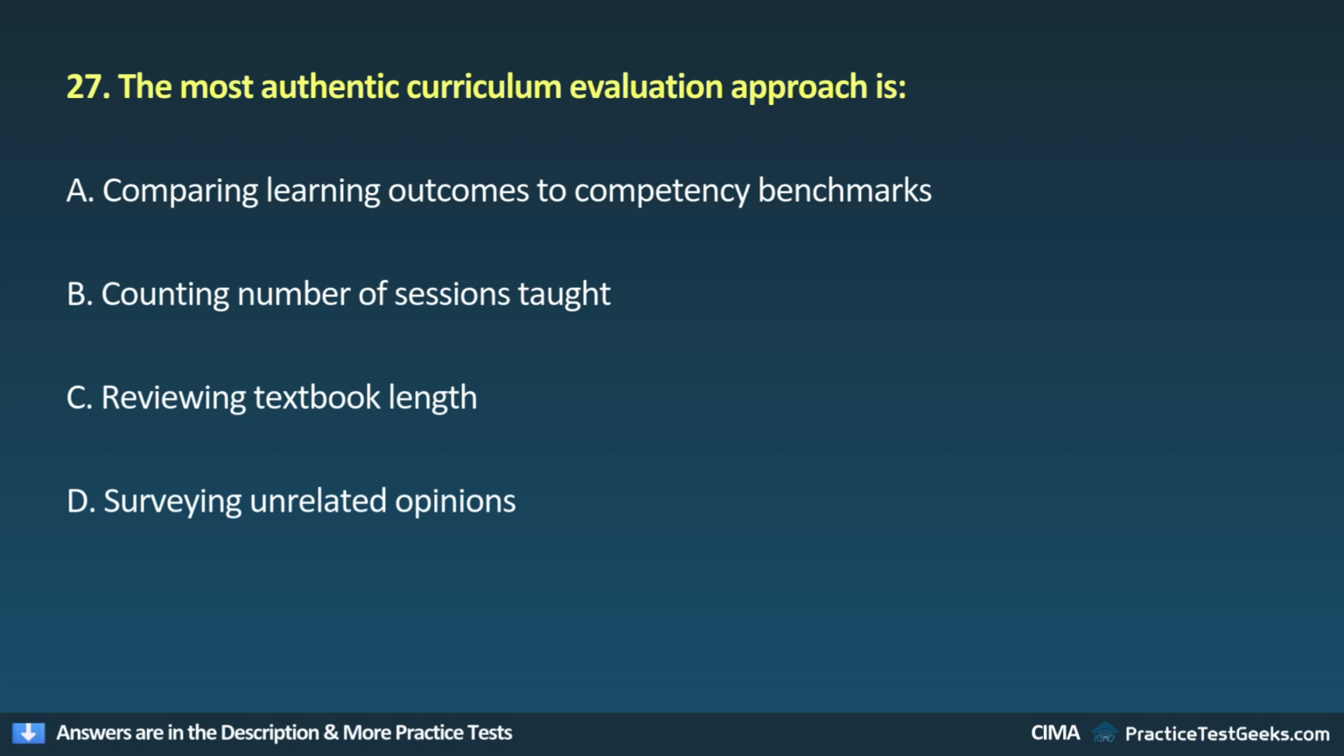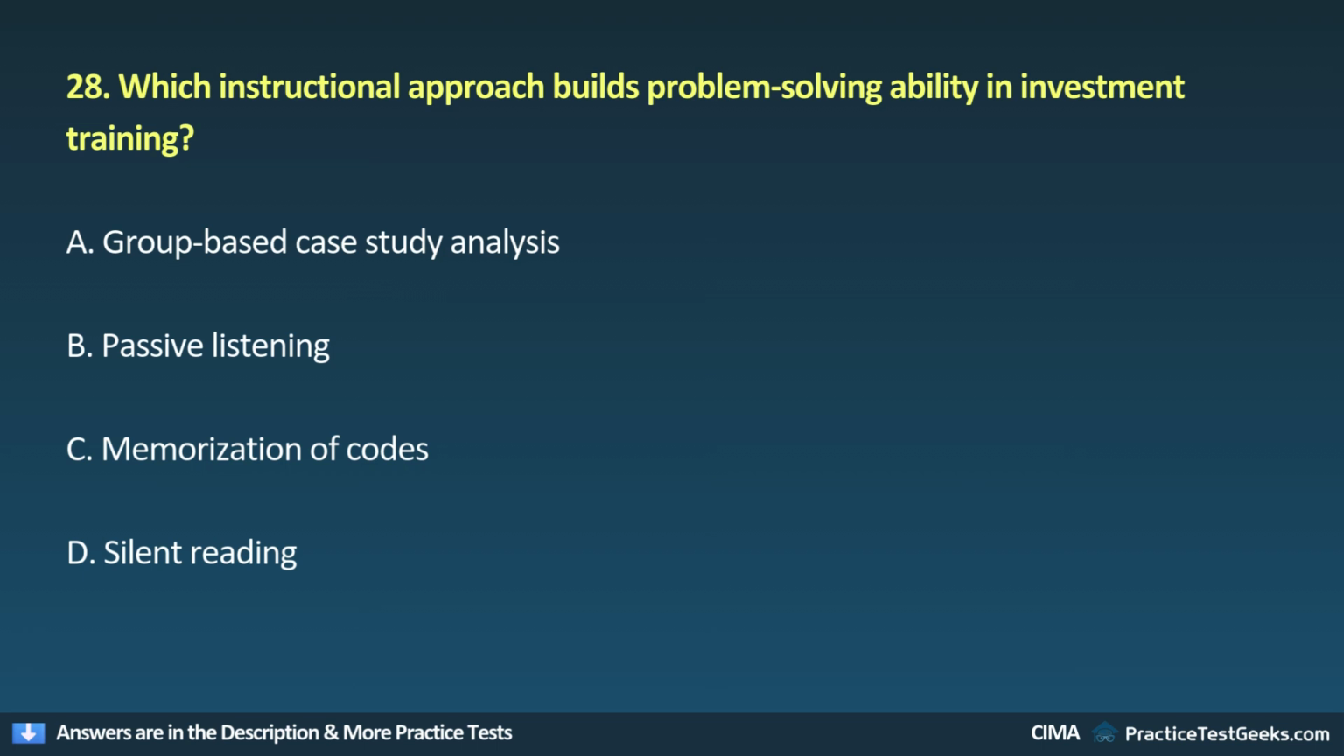27. The most authentic curriculum evaluation approach is A. Comparing learning outcomes to competency benchmarks. B. Counting number of sessions taught. C. Reviewing textbook length. D. Surveying unrelated opinions.